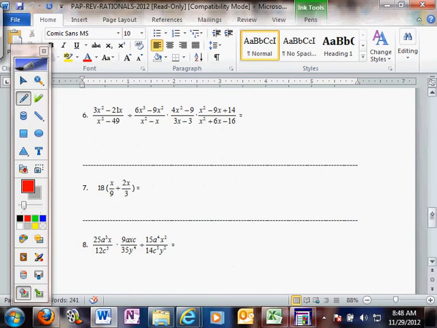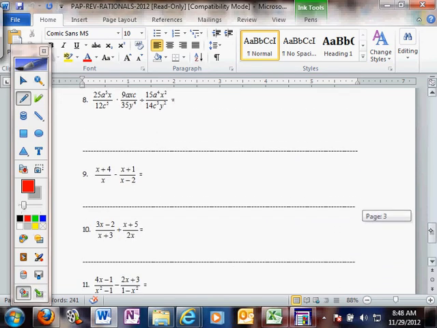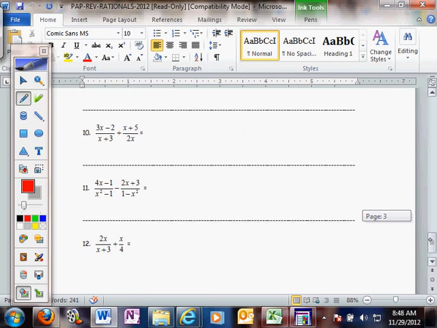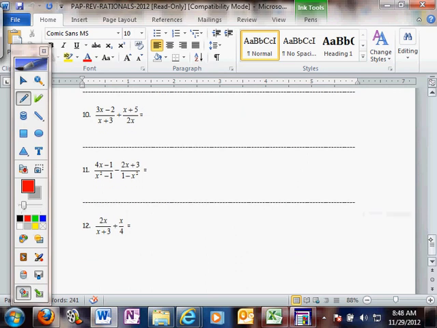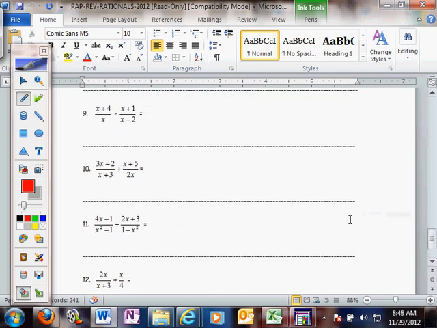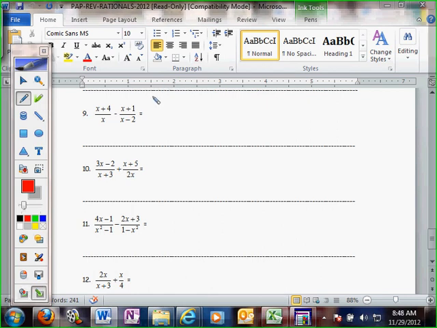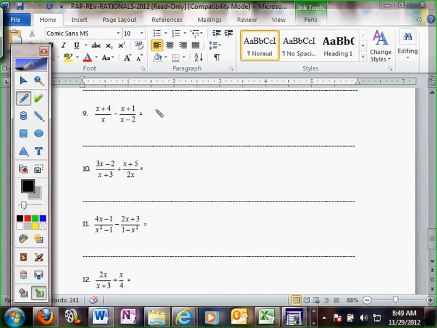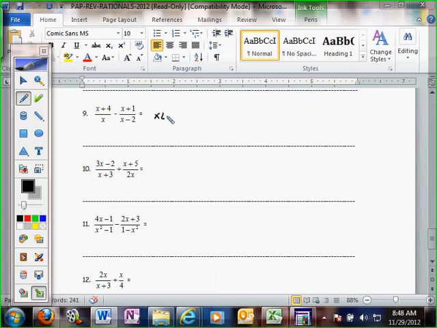Okay, let's move on to, we're going to do 9 and 10. Let's take a look at number 9. Okay, I'm subtracting, and I don't have common denominators. So the first thing I must do is multiply my two denominators together to find that common denominator. So that gets me x times x minus 2.